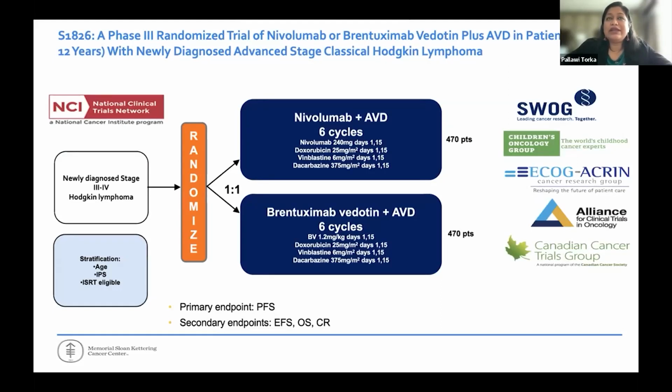And this trial is pretty remarkable because it is not just adults. It also includes patients who are above 12 years of age. So this is one of those very rare studies where the pediatric group and the adult cooperative groups have come together. It's a 1,000-patient study which has completed accrual, and we may get some results even during this year about whether Nivo AVD can surpass the benefit of BV AVD and may become the new standard of care for advanced stage Hodgkin lymphoma.